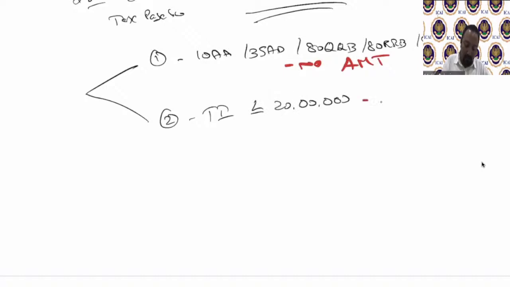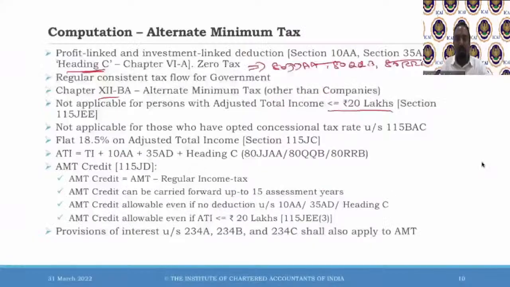Then also, no alternate minimum tax. So in both scenarios, when you're answering a problem, it is not coming. If it is less than or equal to 20 lakhs, it is not applicable. If there is no deduction, also not applicable, of course. If both are satisfied, then you will have to check for alternate minimum tax also.